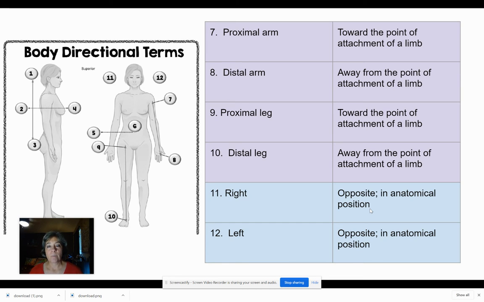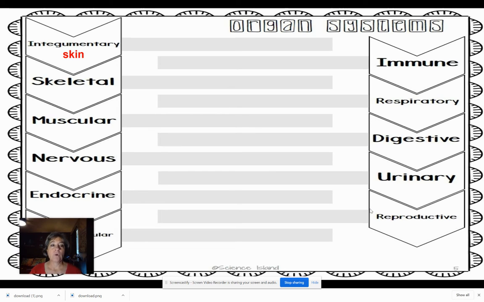Later on down the road, when we talk about the right side of the heart and the left side of the heart, and it's very important when you're studying EKG next year, you need to understand the difference between right and left. Okay. Then we have the organ systems here.